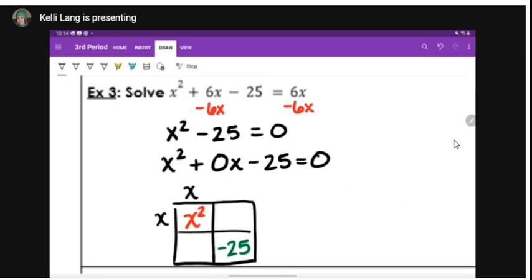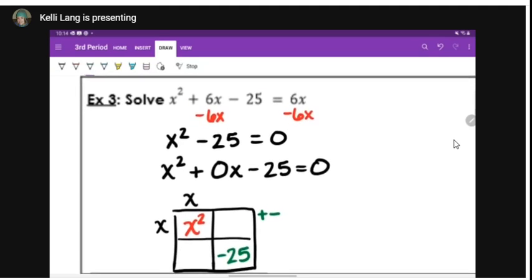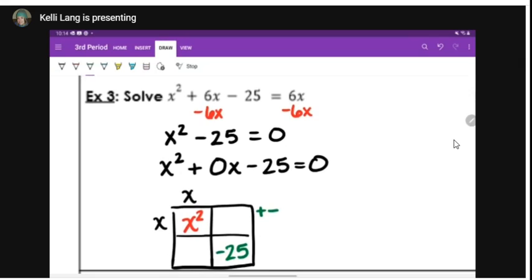And now I'm going to make a list of factors that multiply together to give me negative 25. Well, in order to give me a negative number, one of them has to be a plus and the other one has to be a minus. But in order to give me a 25, we only have two options, which is kind of nice: 1 times 25 or 5 times 5.